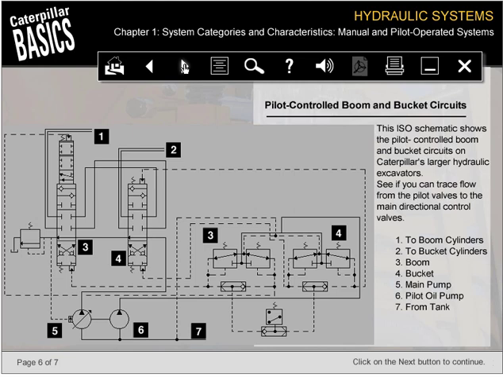The number 1 indicates where flow travels out to the boom cylinders. Number 2 identifies that flow is headed to the bucket cylinders. Whenever you see the number 3, it indicates the location of a boom control circuit. The number 4 points out the bucket control circuits. Number 5 is the main pump, and 6 the pilot oil pump. Flow from the tank is marked by number 7.